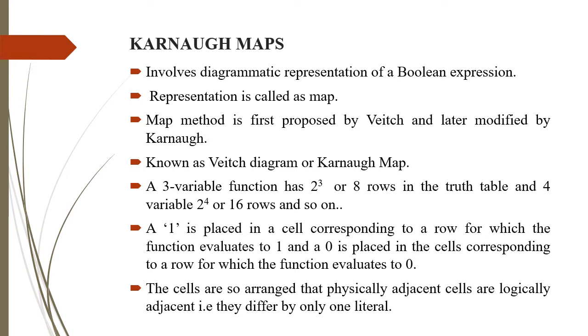In the same way, I can have a 5 variable function, a 6 variable function, and it can be repeated. If your function evaluates to 1, then you have to place a 1 in the K-map. Similarly, if your function evaluates to 0, then you have to place a 0 in the K-map. When you write the cells, they will be arranged in such a way that each adjacent cell will have a 1 bit difference. So they differ by only 1 bit.